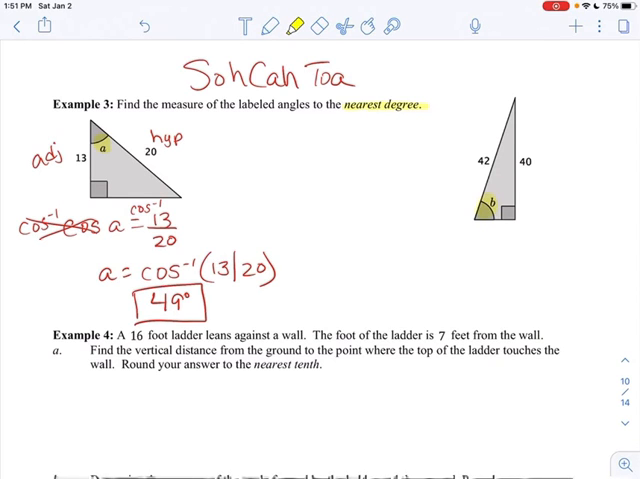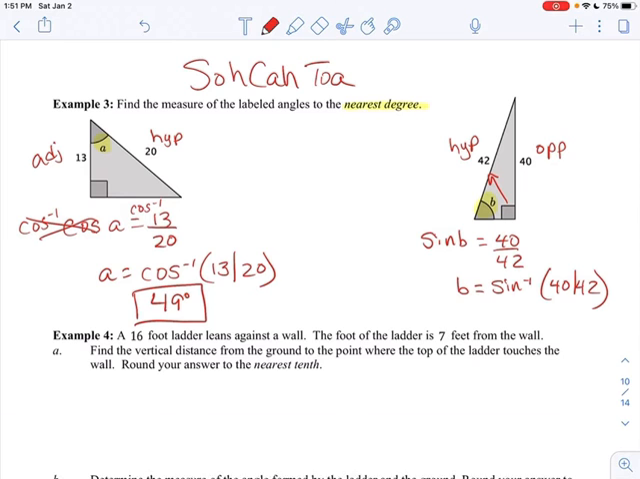On the right, I have angle B right here. The 42 is the hypotenuse because it's across from the right angle, and the 40 is opposite. So since I have opposite and hypotenuse, I'm going to use sine. So sine of B equals opposite over hypotenuse. All right, I got to get rid of the sine, so that means I'm going to do the inverse. So sine^-1, 40 divided by 42. And again, I want to round it to the nearest degree. So do that in your calculator, and you should get 72 degrees.